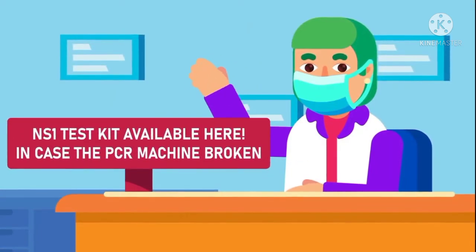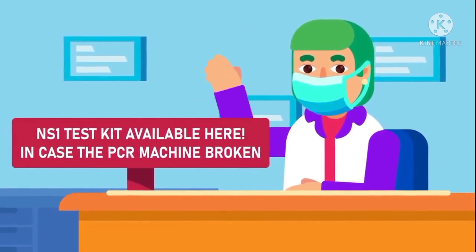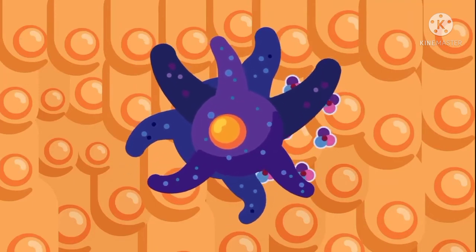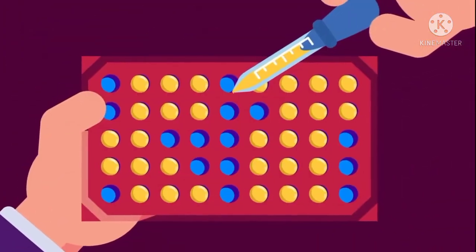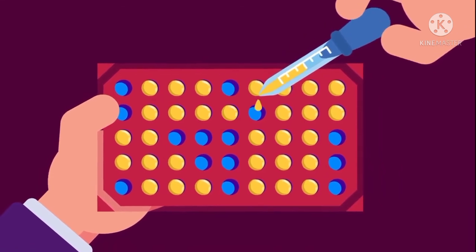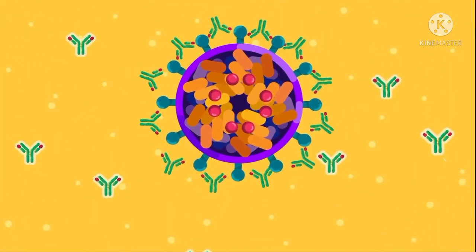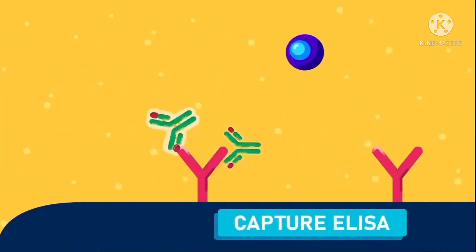The examples of serological methods are 1. NS1 detection. NS1 is a protein produced by the cells that are infected by the dengue viruses. 2. Enzyme-linked immunosorbent assays, or ELISA. It detects the antibodies that are produced by our body to fight the viruses.